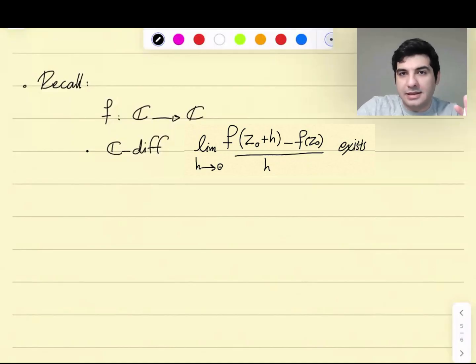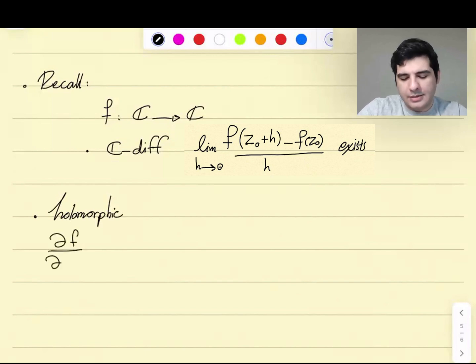And if this limit exists for any point in the domain, the function is complex differentiable in its domain. We had a second definition: we would say f is holomorphic if it's differentiable in the real sense and it satisfies the Cauchy-Riemann equations, which in the complex form can be summarized as the partial derivative of f with respect to z bar vanishes, plus some regularity.